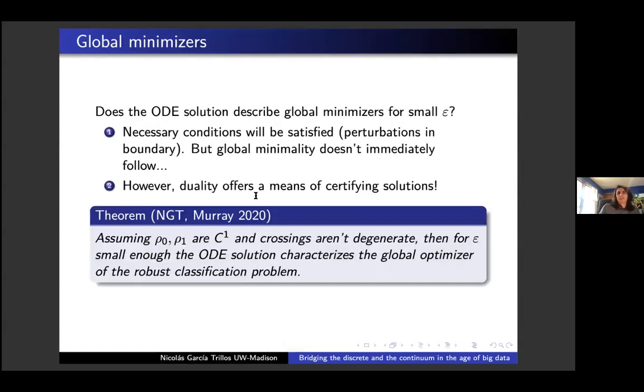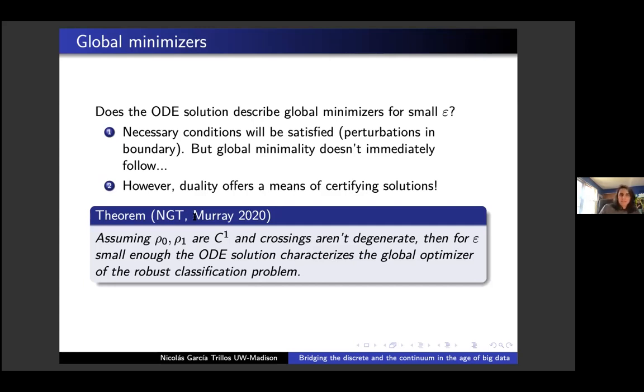Now, of course, the question is, you have this ODE, so this ODE solution describes something, but is this a global solution? Is this really what we wanted at the beginning? What we wanted at the beginning was to produce global solutions to the adversarial problem. The thing is that these ODEs were derived using necessary conditions, but global minimality is not immediate from that. Of course, the ODEs offer some candidate for the global solution, and then the question is, can we prove that those candidates are indeed global solutions?